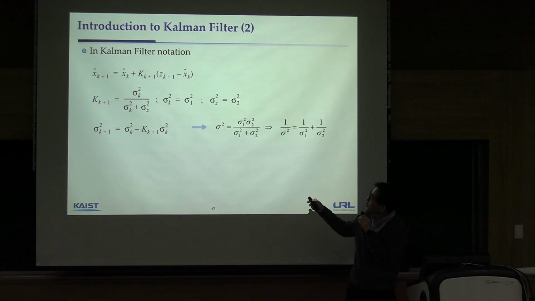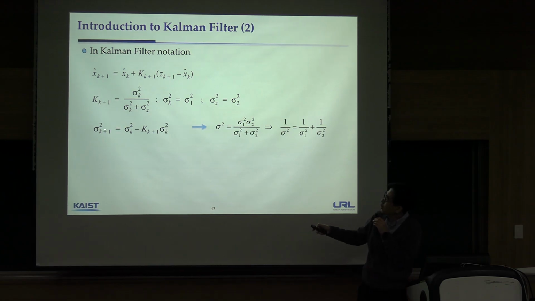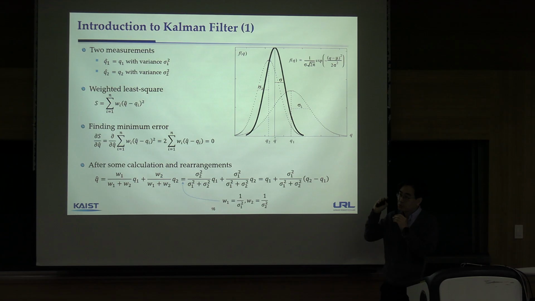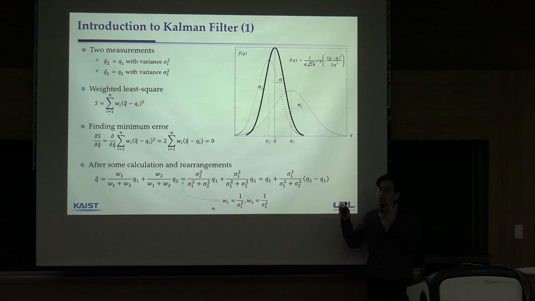In terms of sigma 1 and sigma 2, we have the same formula like here, and sigma is updated like here also. You can see that sigma is formulated like this. That means sigma will always be less than sigma 1 or sigma 2, because we have this relationship. So the fusion always induces a better result. With the fusion of the previous two pieces of information, we always get a better result.